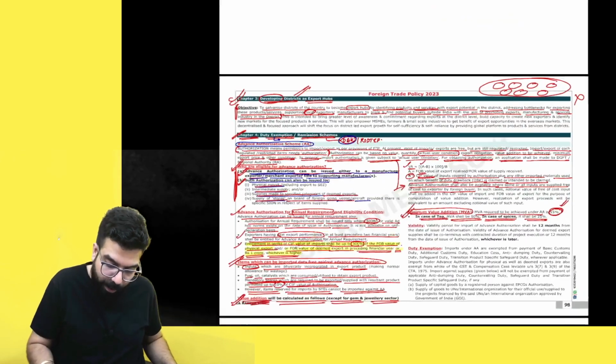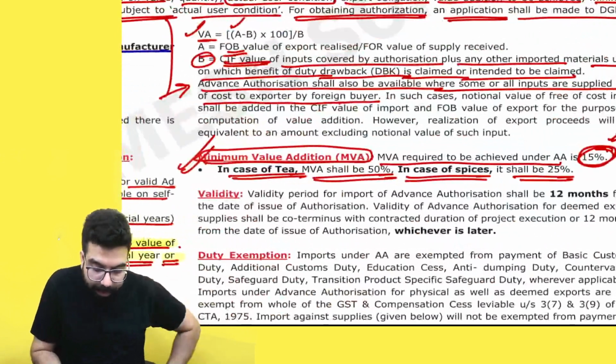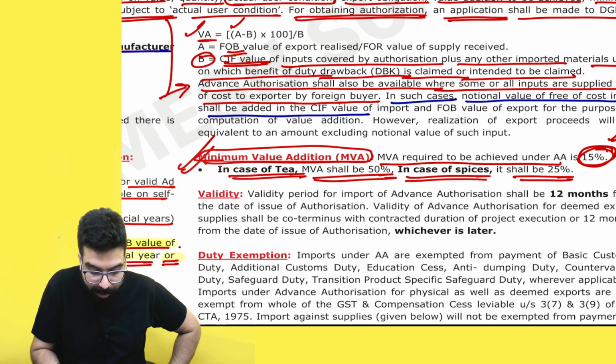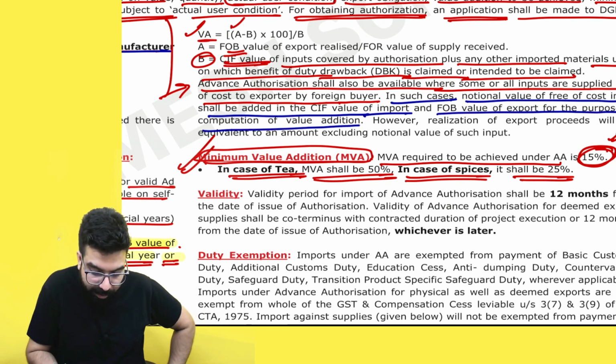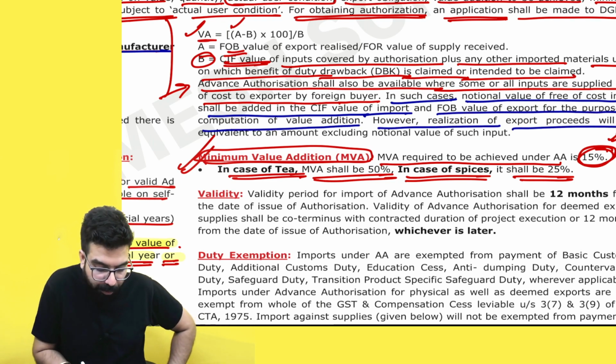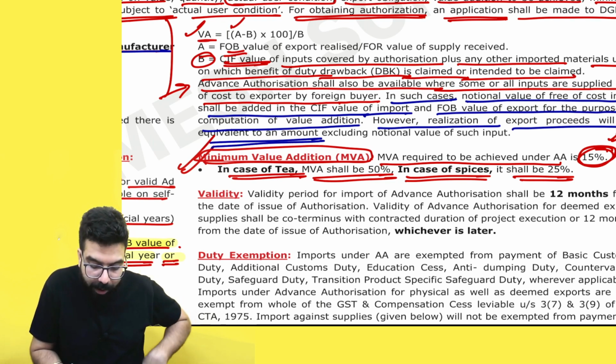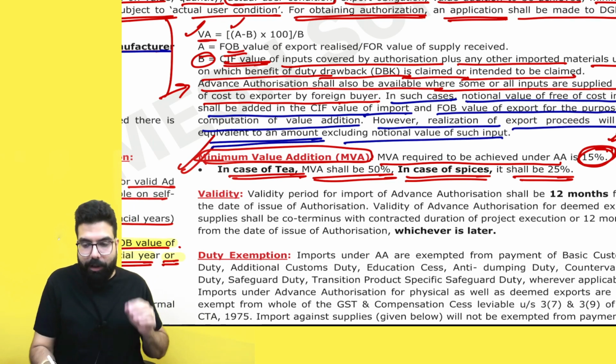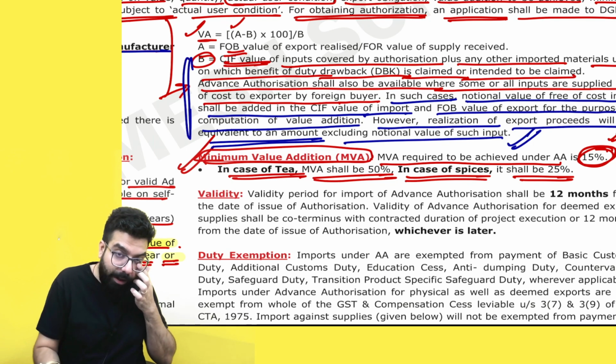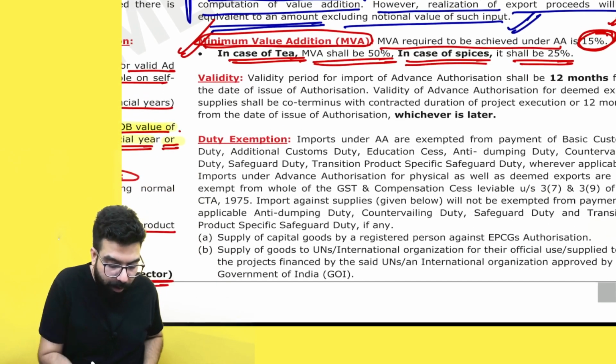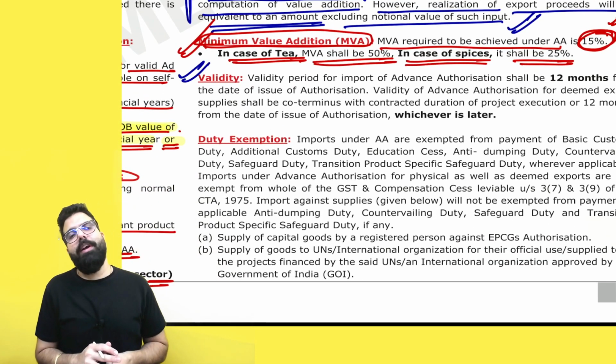Chalo, let's go ahead. Everyone over here now. They are telling that in case the notional value of free of cost input shall be added to the CIF and FOB value of the export for the purpose of calculation of value addition. However, realization of export proceeds will be equivalent to the amount excluding the notional value of the input. The same thing I have done with the help of an example. Please be very careful.